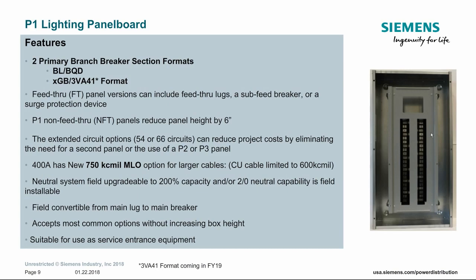Now that we know some of the basic specifications of our P1 lighting panel boards, let's go into some of the main features of them. So to start out, one of the biggest things to note is that these panel boards come in two primary branch breaker section formats. These are our BL-BQD formats as well as our XGB 3VA41 format.